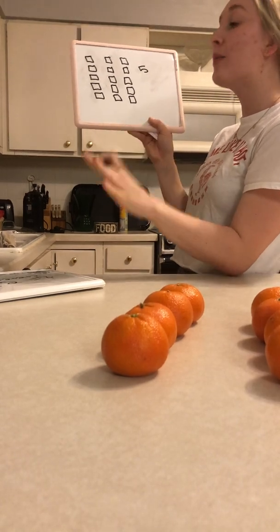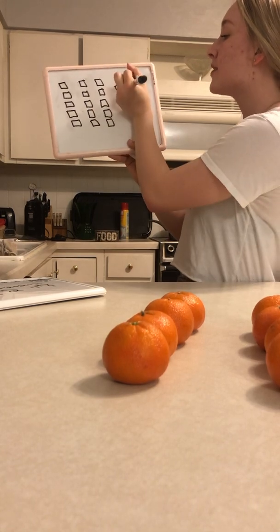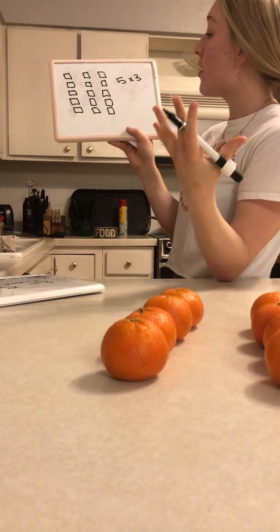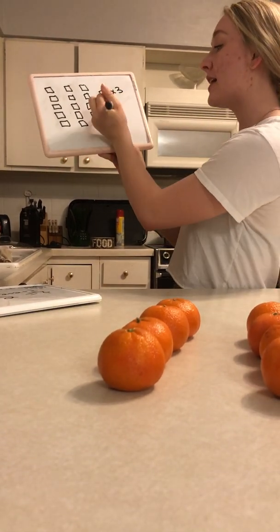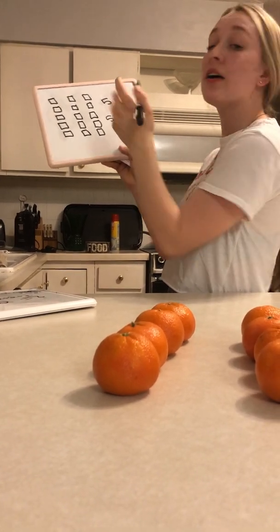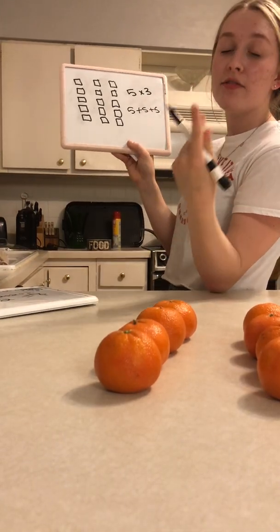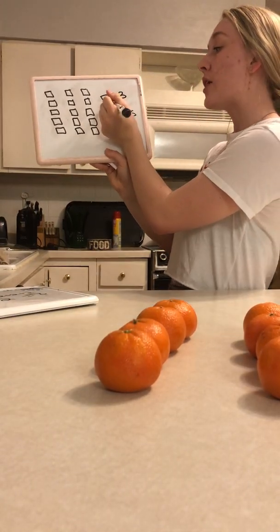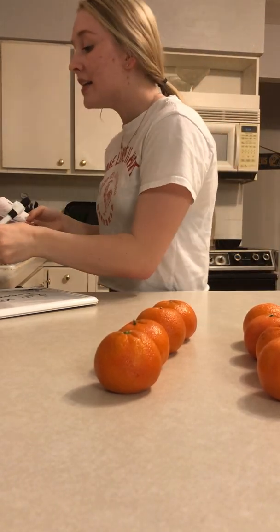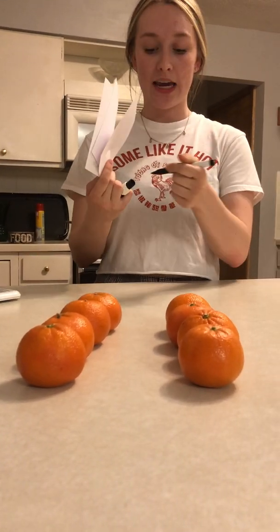Next, we need to count how many groups there are in total. 1, 2, 3. So our equation is 5 times 3. And to revert back to our addition, we know that 5 times 3 is equal to 5 plus 5 plus 5, which we can also figure out by doing multiples of 5. 5, 10, and 15. So 5 times 3 equals 15. Now that you have a handle on multiplication, we can go into some tips and tricks about multiplication.